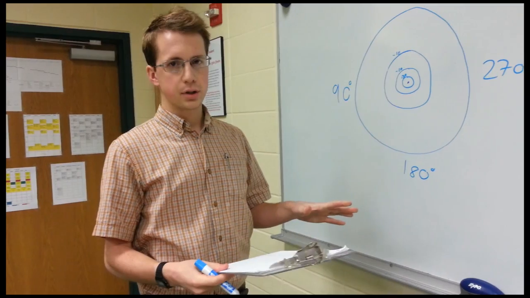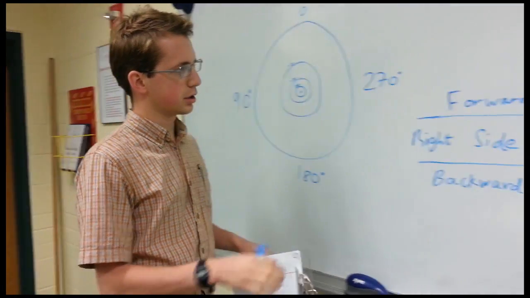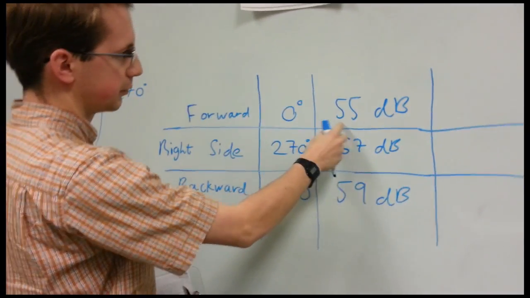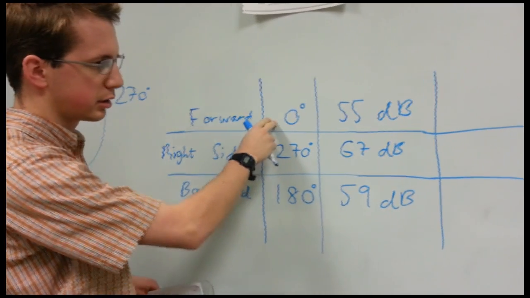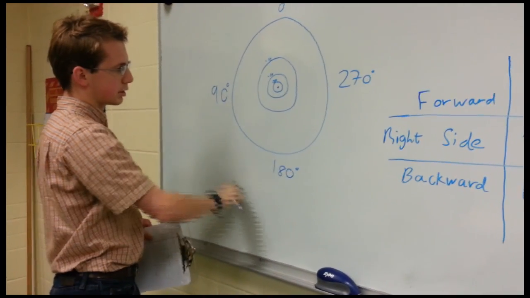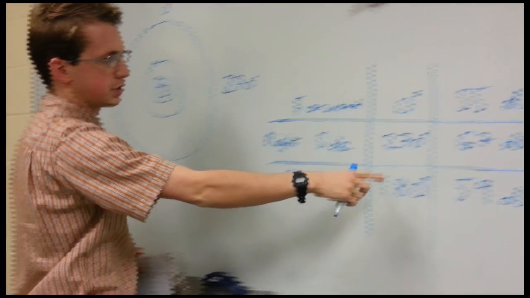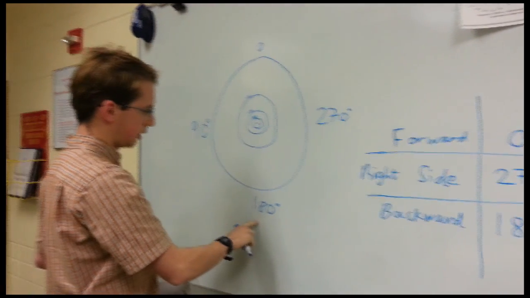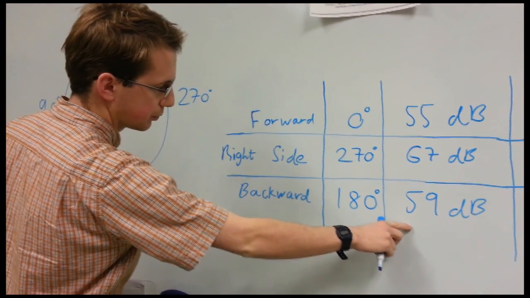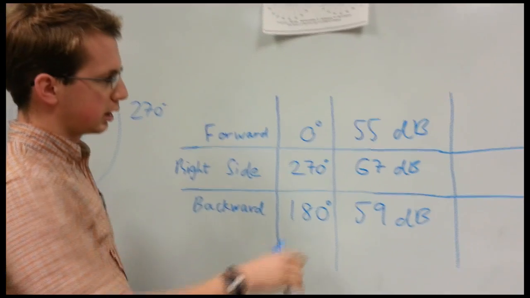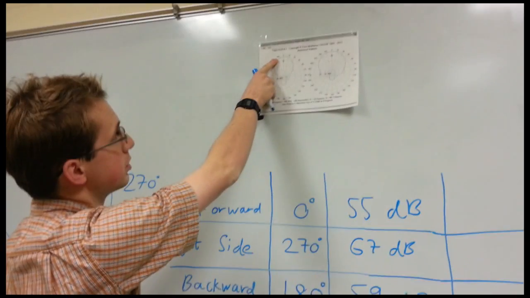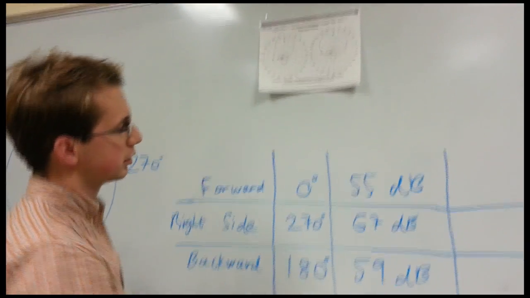So after taking the measurements out in the hall of the insertion loss, we just set up a little table, and we can see now that 55 decibels is what we measured at 0 degrees in the forward direction, and then taking 0 degrees around to the side lobe, 270, we have 67 decibels, and then in the rear direction, 59 decibels. The least loss is in the forward direction, which is what we expected, because our radiation pattern is the greatest in the forward direction.